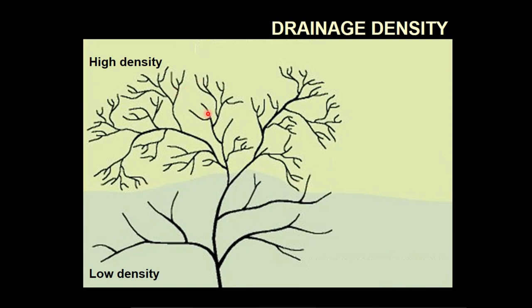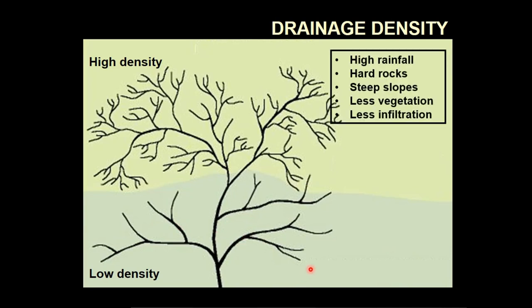So why in this area do I have so many little feathers or little tributaries, right? And over here, there's a lot less. Okay, so first of all, top, okay? Make sure that you highlight it. First of all, number one, high rainfall.